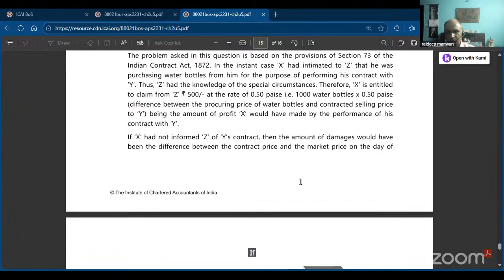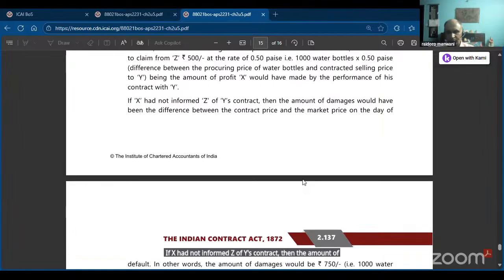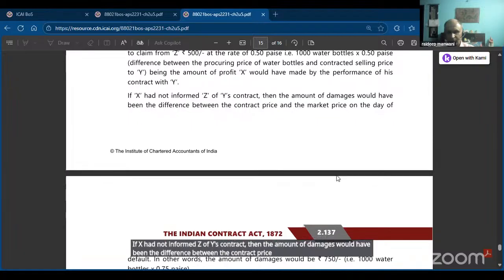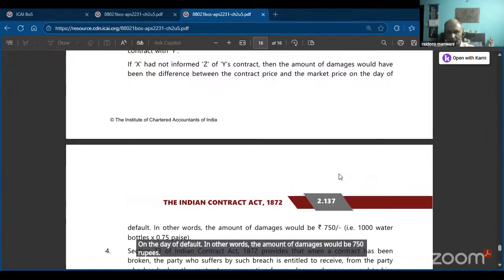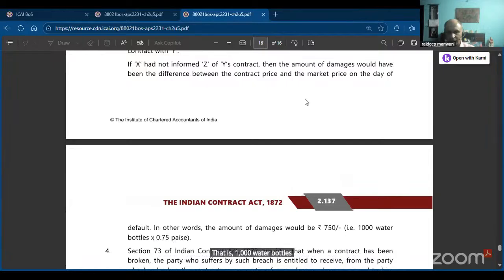If X had not informed Z of Y's contract, then the amount of damages would have been the difference between the contract price and the market price on the day of default. In other words, the amount of damages would be 750 rupees, that is 1000 water bottles into 0.75 paise.